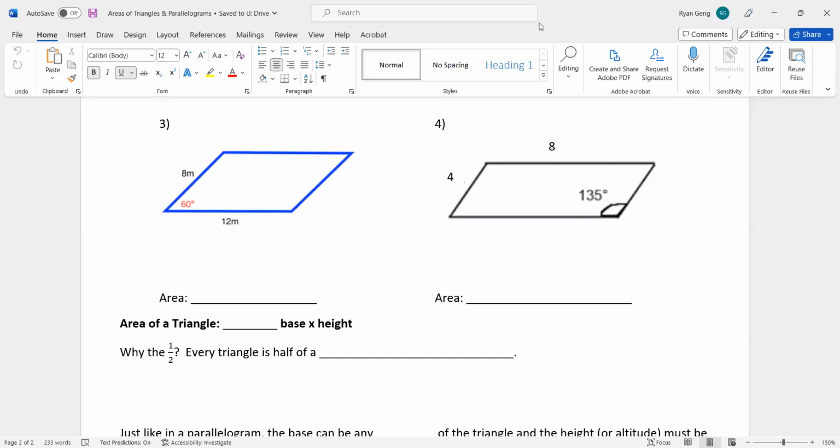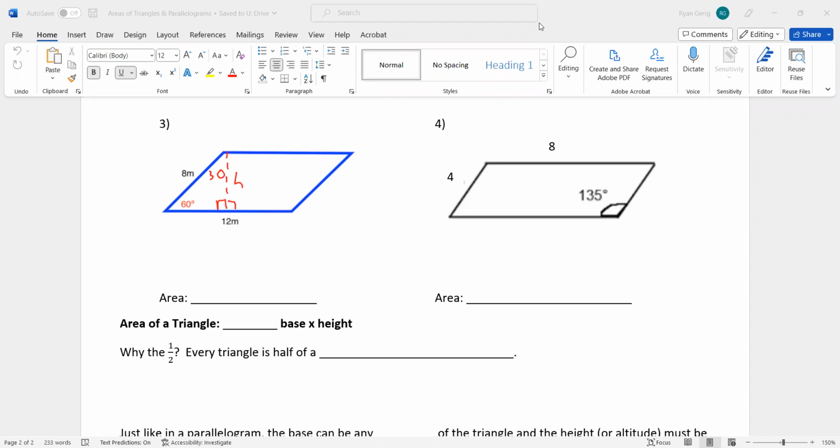I see a 60-degree angle. I see the 8 and the 12. Either one of those could be a base. I'm going to drop a dotted line here, and that's going to be my altitude. So that's going to be my height. If I look at that, do you see how I made a 30, 60, 90 triangle? So that's a 90 here. I already got 60, so this is my 30.